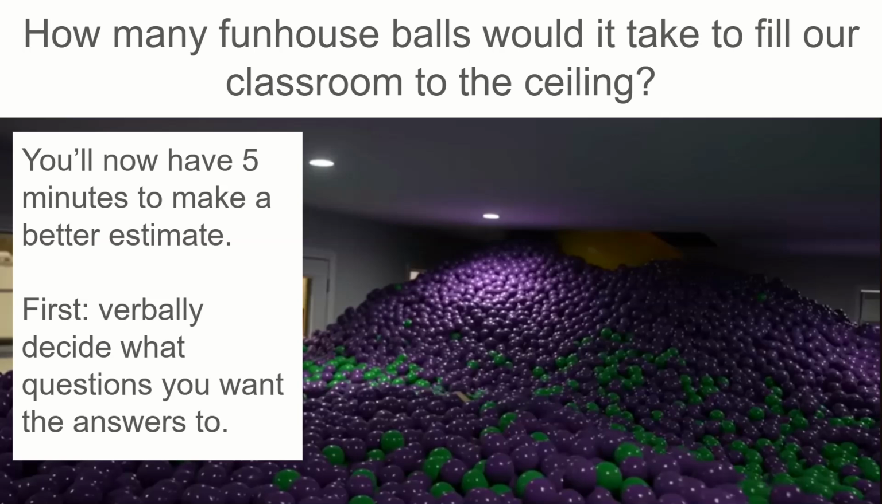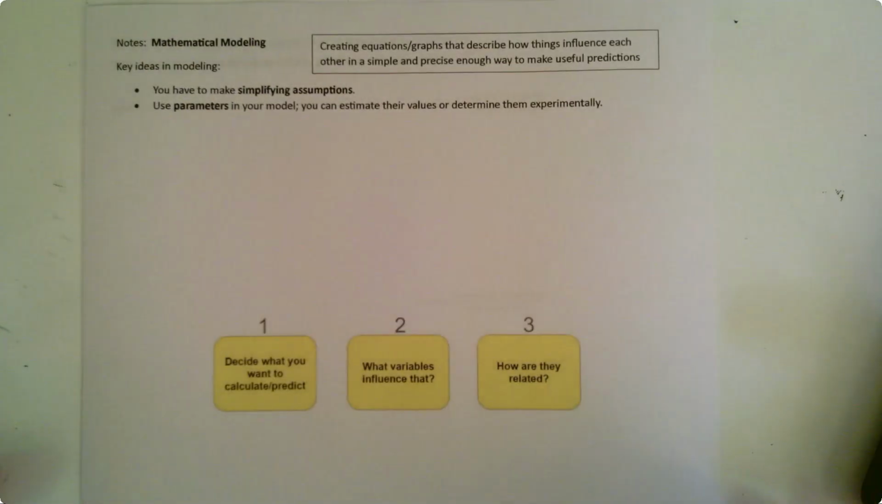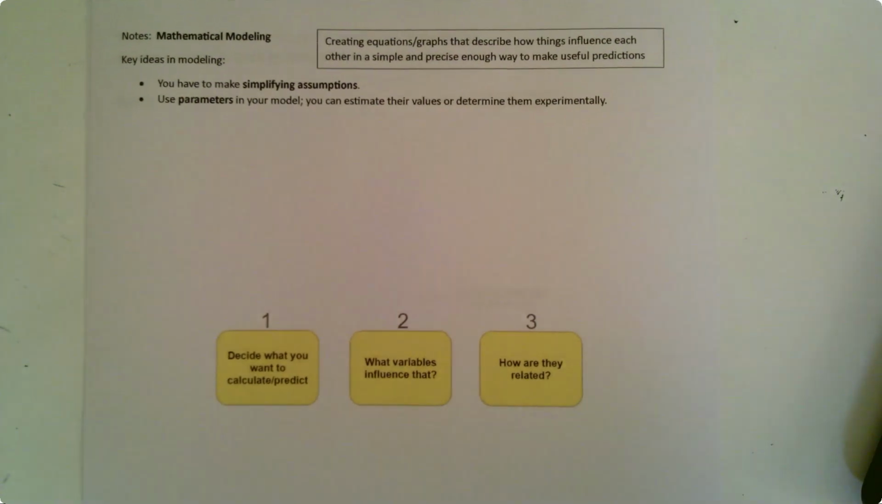If you were going to make some better estimates, you might want some questions answered, like what are the dimensions of the room, or what's the size of the ball? I had them estimate the length and the width and the height of the room. I told them the diameter of the ball. For these notes, let's just have you jump to our final conclusion.